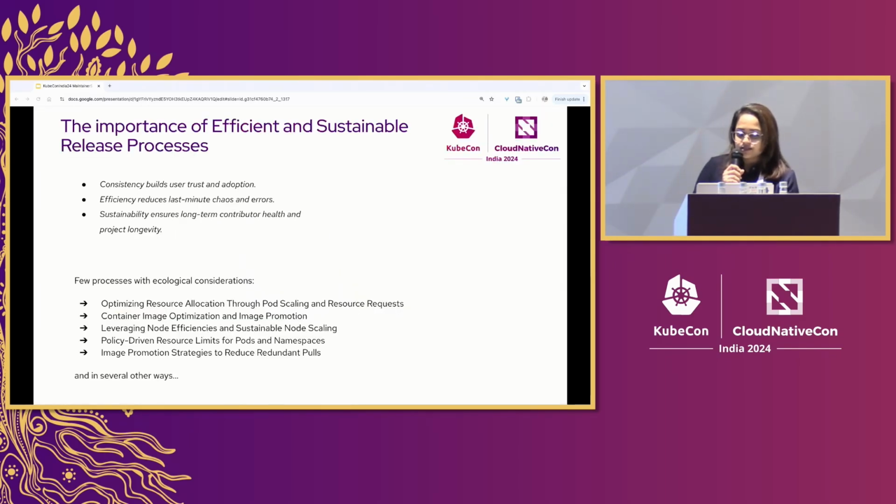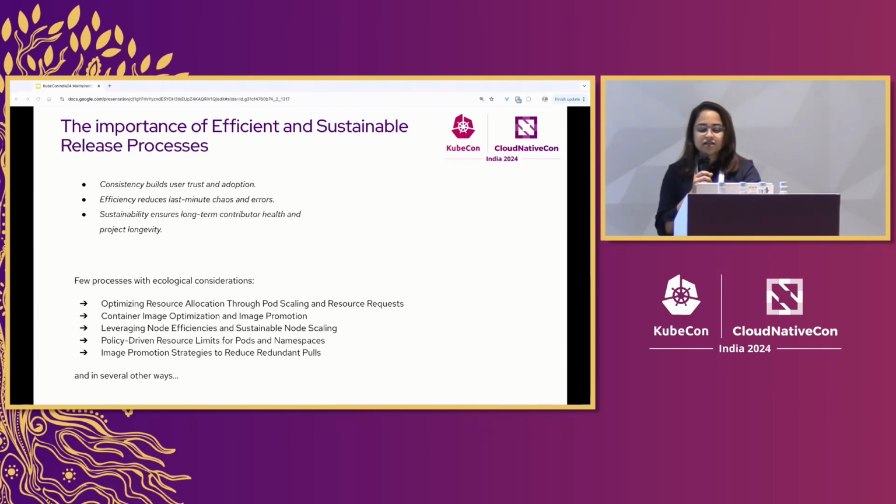It is necessary to have an efficient and sustainable release process because this is a tedious process and it keeps happening every 2 or 3 times a year. An efficient release process is very critical, not only for producing high quality software, but also for maintaining trust in the ecosystem.